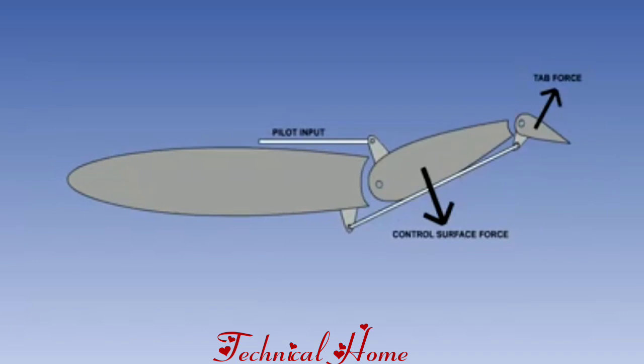The balance tab generates an aerodynamic force in the opposite direction to the flying control surface. This reduces the hinge moment and stick force, but will also give some reduction in control effectiveness.